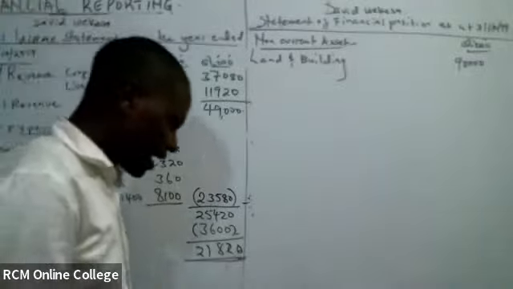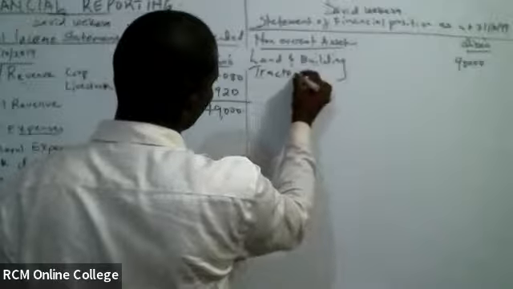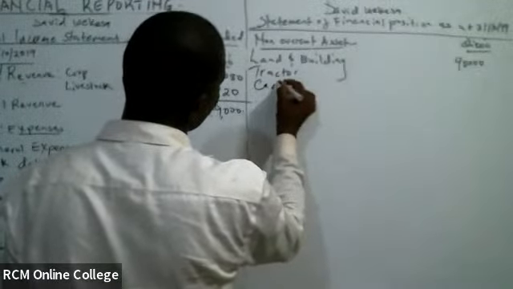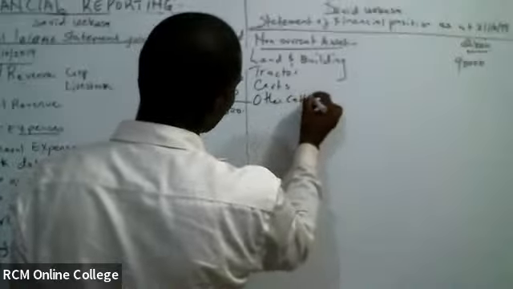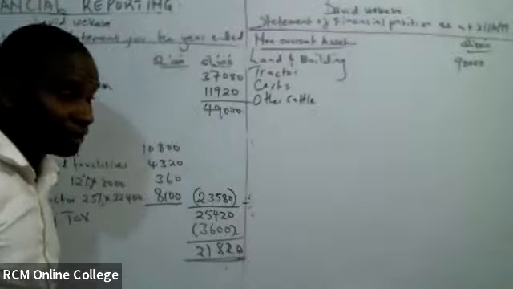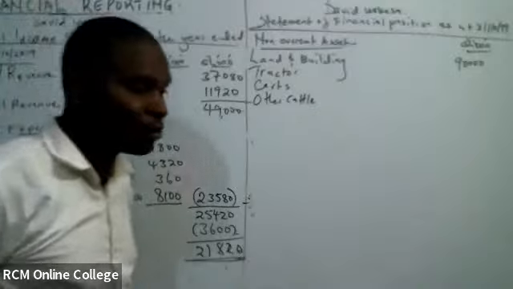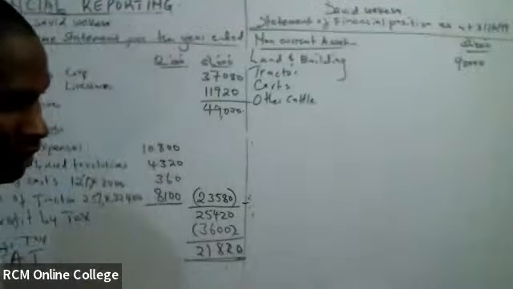Tractor, cars and other cattle. Now I want somebody to tell me something. Which value should I record for the tractor? Just do your maths and tell me the value to record for the tractor.